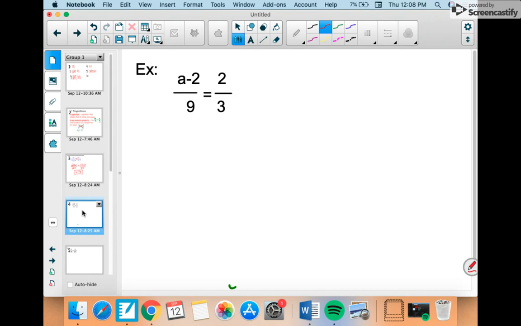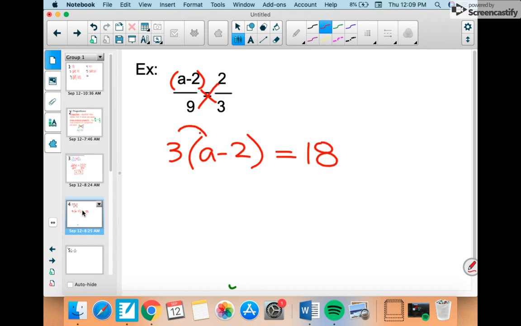Our next example is A minus 2 over 9 equals 2 over 3. I'm going to put this in parentheses because that is the quantity A minus 2. I want to make sure when I cross multiply that I'm multiplying both the A and that negative 2. So again, we take A minus 2 times 3. I'm going to put that 3 out front so it's easier when I distribute it through. And then 9 times 2 is 18. Again, there's an equal sign now and no fractions left.